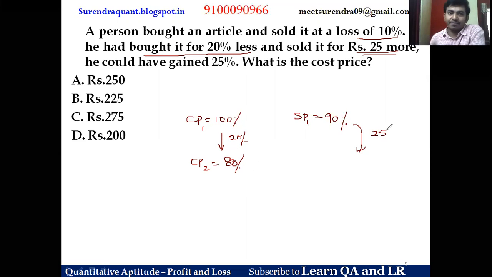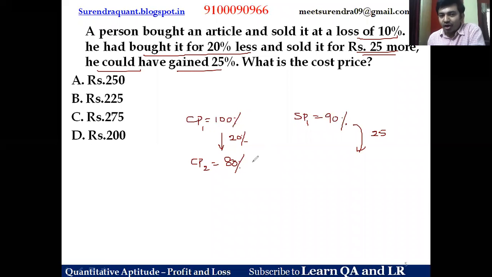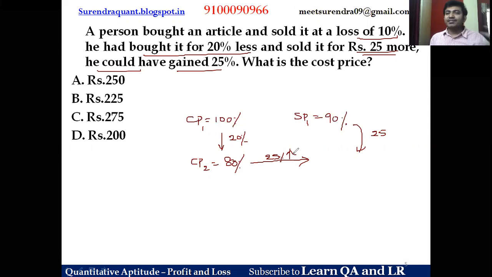Okay, forget about that information. Let us continue with the remaining part of the question. So he would have gained 25%. On the new cost price, he got 25% profit, guys. So 25% means 1/4. What is 1/4 of 80? 20. The 20 is added to 80, so the new SP is 100%. So the increase in selling price is 10%. The increase in price is 25 rupees.